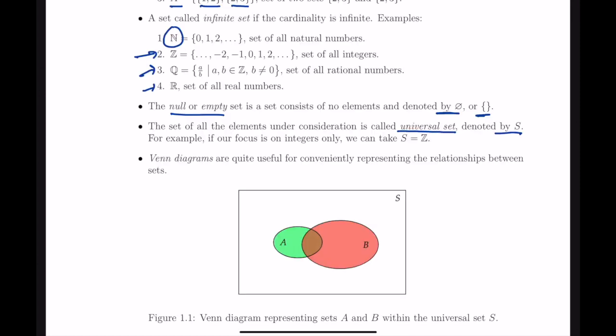Venn diagrams are quite useful for conveniently representing the relationship between these sets. For instance, you have a universal set S that is typically represented as a rectangle box, and you have a couple of subsets of this universal set S. Let's call them A and B. For example, S is the set of all real values. A can be just the numbers 1, 2, and say B is 2, 3. Then what we have here is 1 here, 3 here, and 2 is a common element, so you have it here. So this is the understanding behind the Venn diagram.